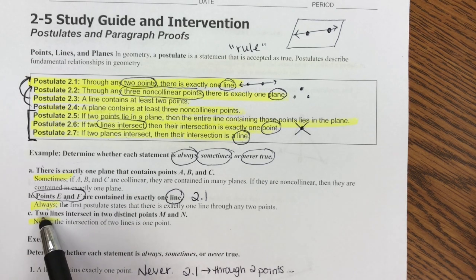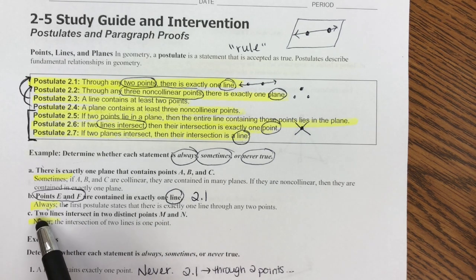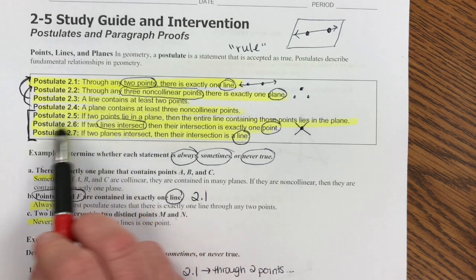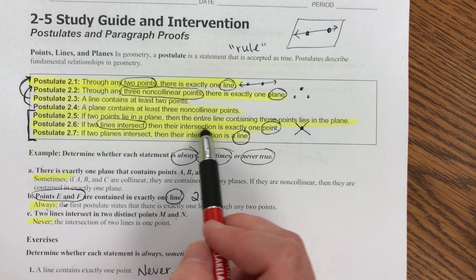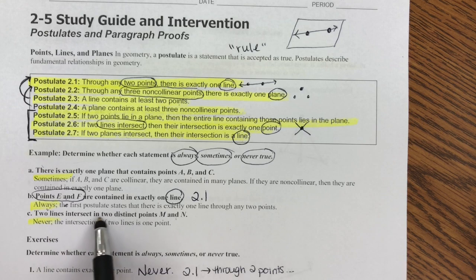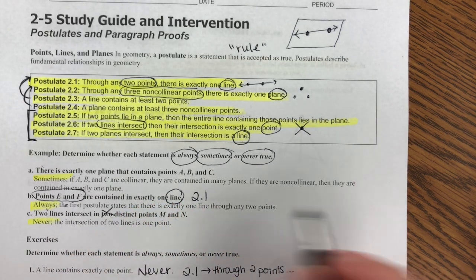All right, C, 2 lines intersect in 2 distinct points, M and N. That is never true. What did it tell us about when 2 lines intersect? Up here, postulate 2.6. If 2 lines intersect, their intersection is exactly 1 point. If 2 lines intersect, they cannot have 2 points. It's just 1 point. The intersection of 2 lines is 1 point.